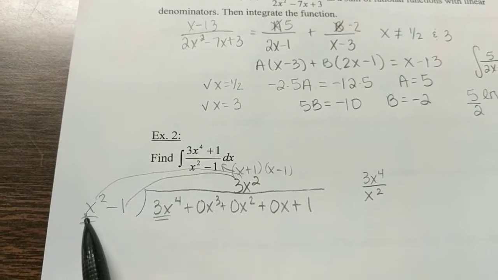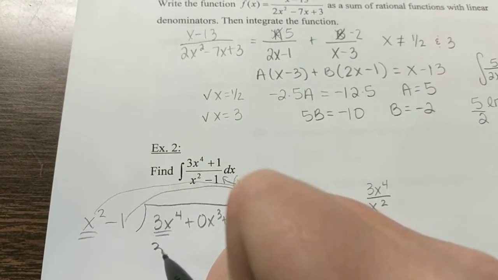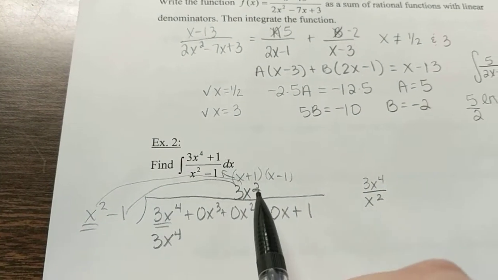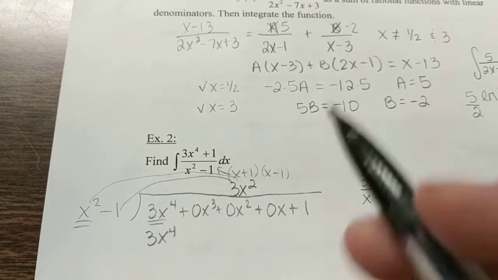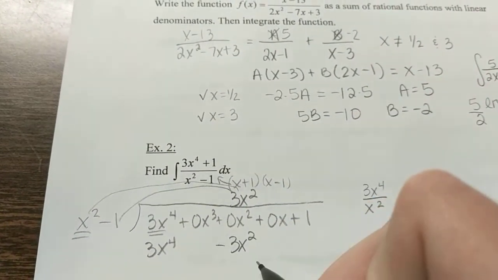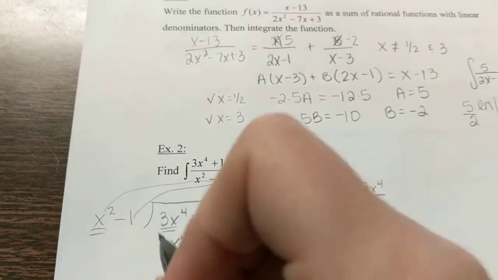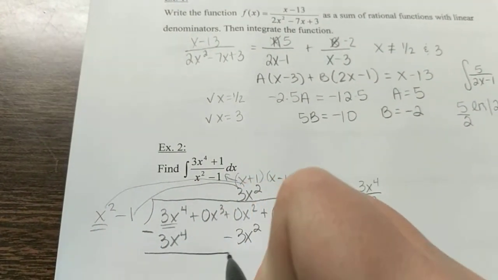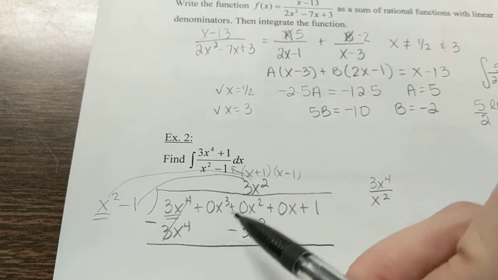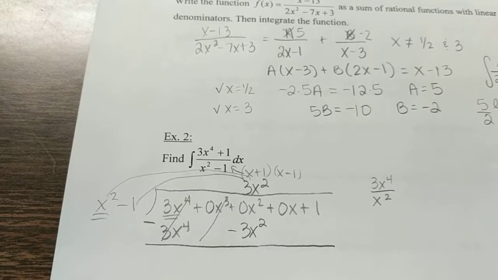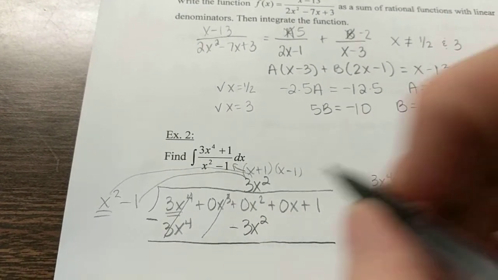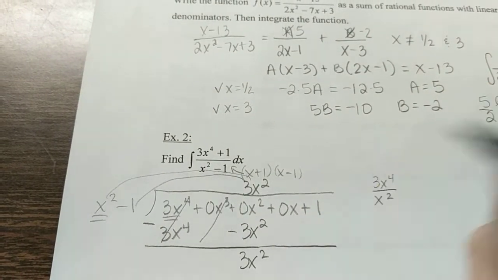So 3x squared times x squared is 3x to the 4th, which is what we were hoping. We want to get rid of that. And then 3x squared times negative 1 is negative 3x squared. Notice I'm lining up my like terms. Now I have to subtract these. So these cancel out. 0 minus nothing is just 0. But here we get 0 minus negative 3x squared. That's a positive 3x squared.